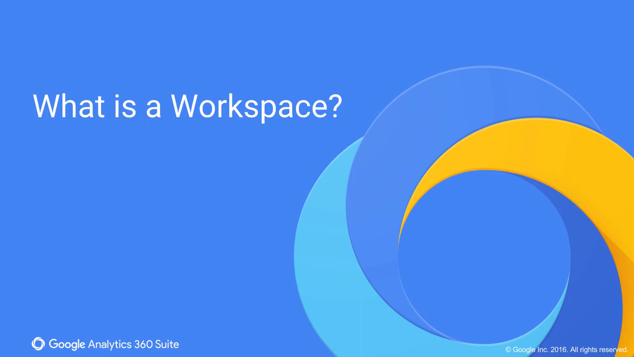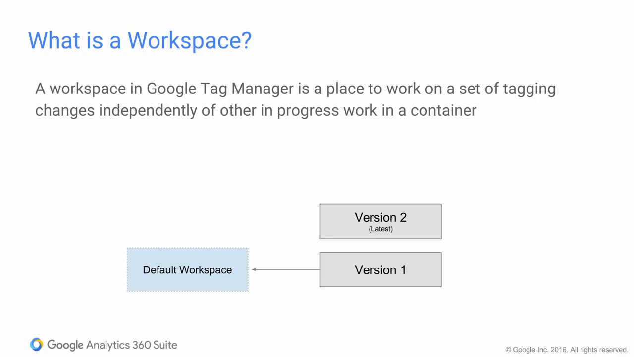Let's talk about what a workspace is. A workspace in Google Tag Manager is a place to work on a set of tagging changes independently of other in-progress work in that container. For example, if you went into a container and saw that another user had made a number of changes related to a different type of tag, for example, an AdWords conversion tracking tag or a double-click floodlight pixel, and you wanted to make a quick change to your Google Analytics tagging, you might choose to use a new workspace to work on that work concurrently.